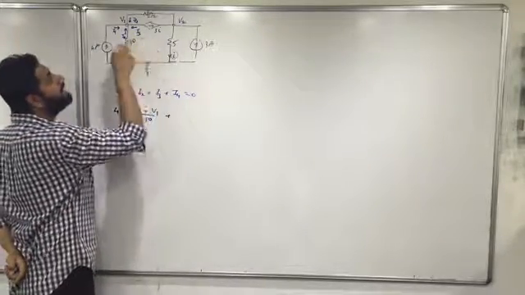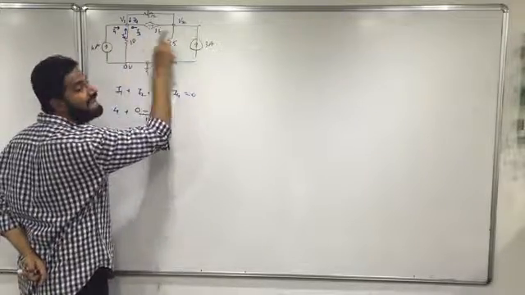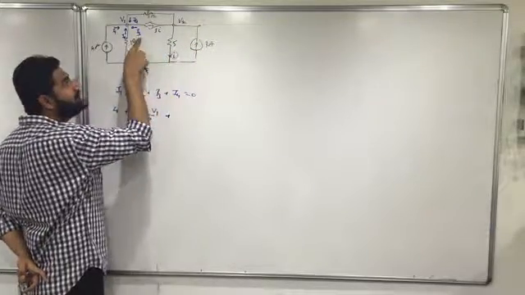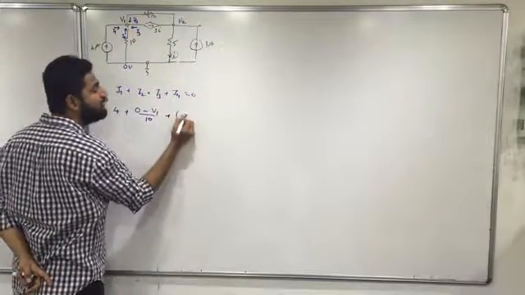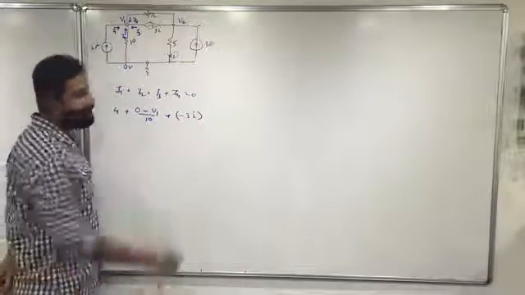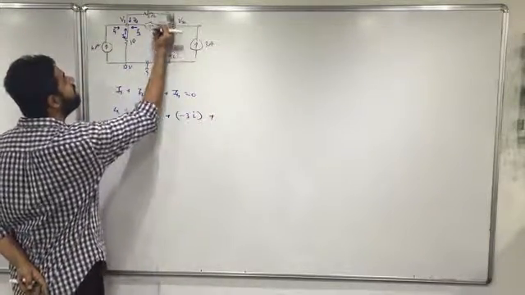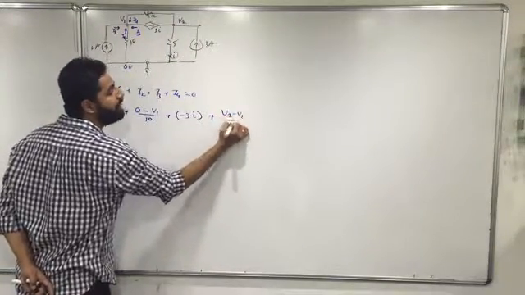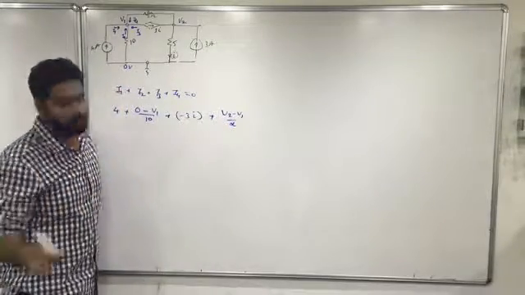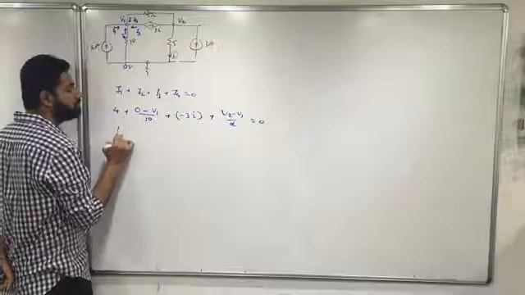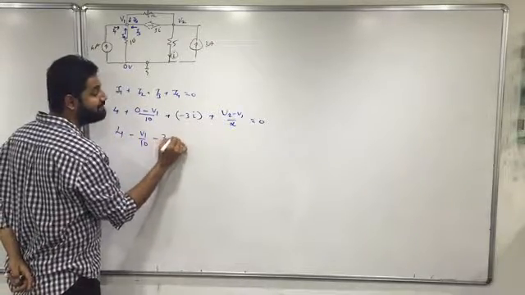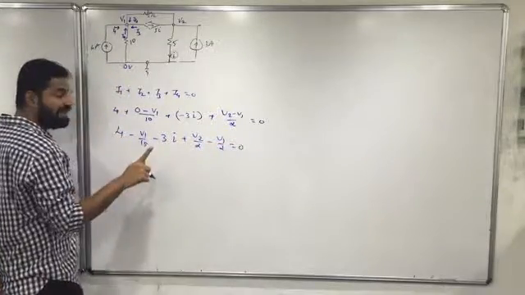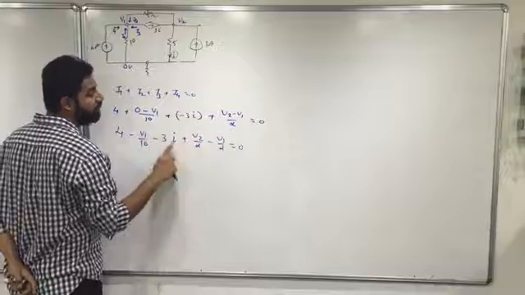Plus, what is I3? The current flowing in this branch is 3I, flowing in this direction. According to I3, this is the current what I want, so it is minus 3I. So I3 is equal to minus 3I. Plus I4, it is this current, coming from here like this. So V2 minus V1 divided by 2. That is equal to 0. So I can say that this is 4 minus V1 by 10 minus 3I plus V2 by 2 minus V1 by 2 is equal to 0. One equation, 3 unknowns: V1, V2 and I.